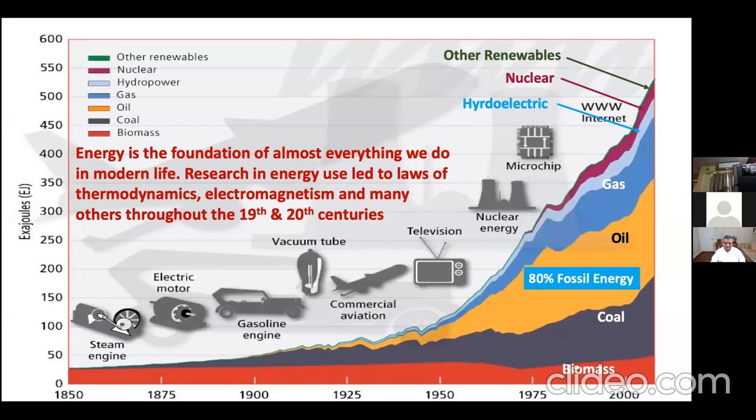And the research in that led to what we now know as the laws of thermodynamics in the 1850s, electromagnetism thereafter, and many other laws of science in the 19th and 20th centuries. All of this development is based largely on fossil energy. 80% is fossil energy globally today. That, of course, has consequences.